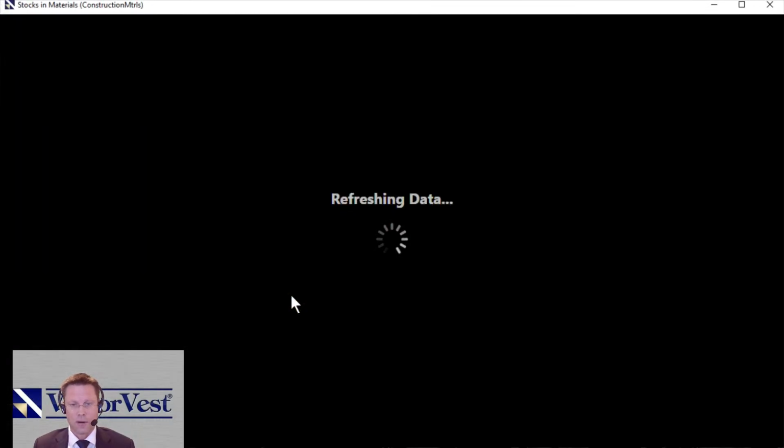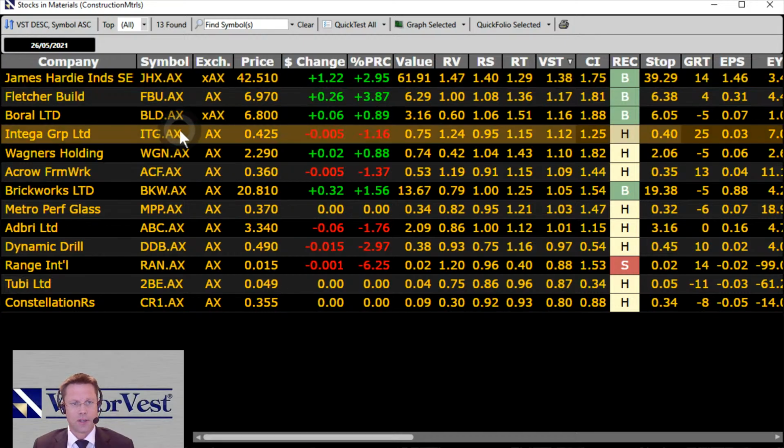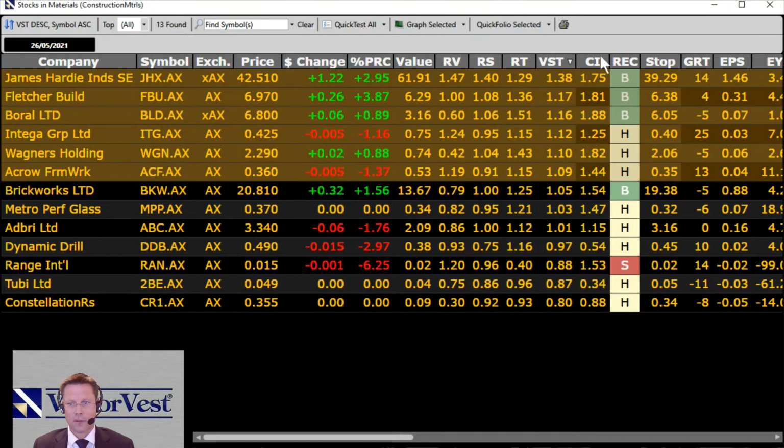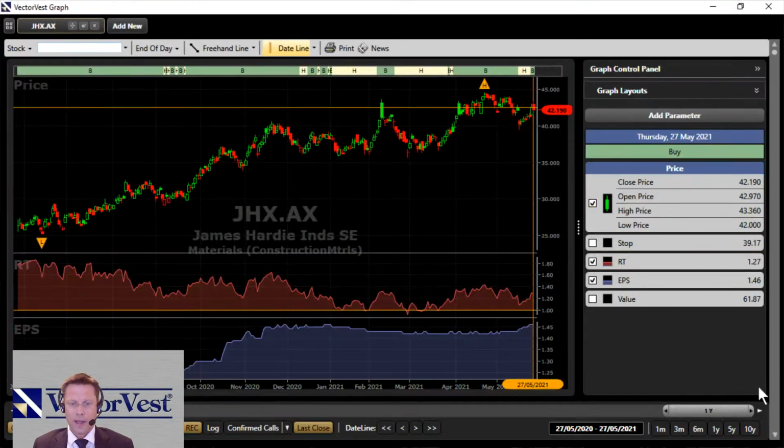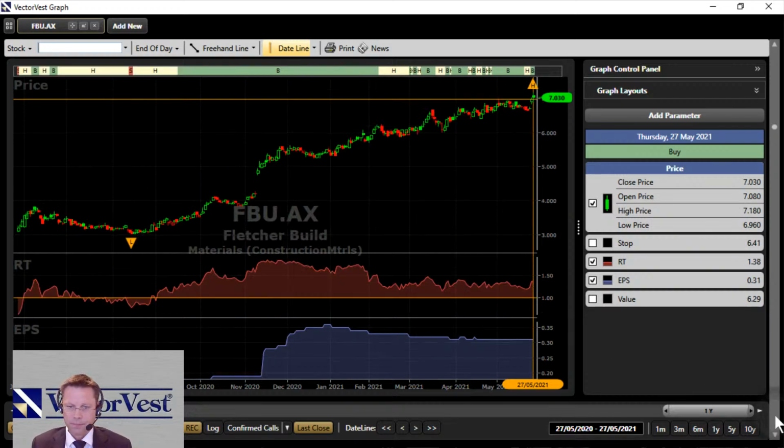Materials construction. Okay, let's have a look at this one here. So here are our top fundamental and technicals, the top of the list and the bottom ones at the bottom of the list. So let's start at the top of the list, of course. Are there any that jump out? Wow, look at this. James Hardie, earnings holding steady, technicals holding steady. That jumps out. It's a nice steady performer at the moment.